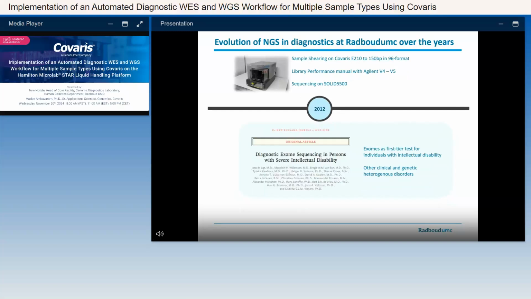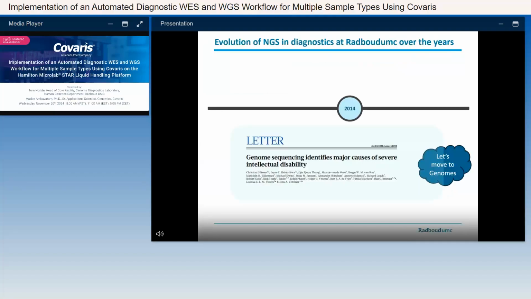In 2012, we started with exomes as first tier test for individuals with intellectual disability and some other clinical and genetic heterogeneous disorders. The sample shearing was then done on a Covaris E210, a 96 format system, because the number of samples had increased. The library preparation was done with an Agilent kit, and the sequencing still on a SOLiD system. That was our first experience with the exomes in that year.